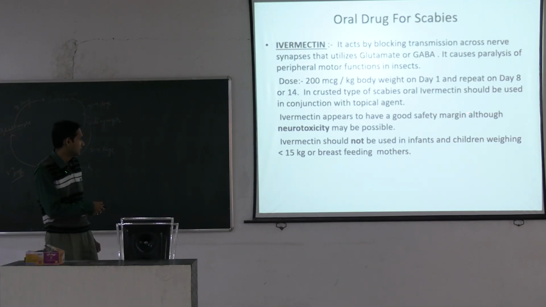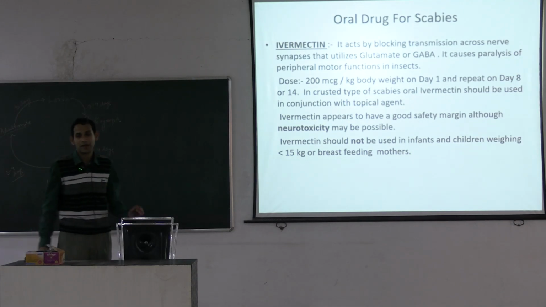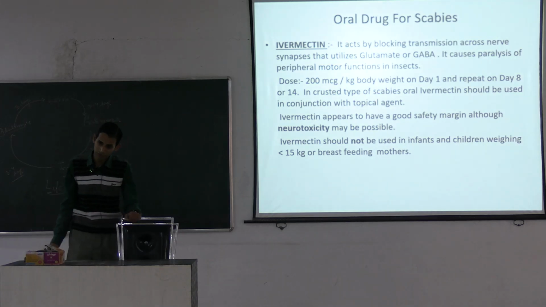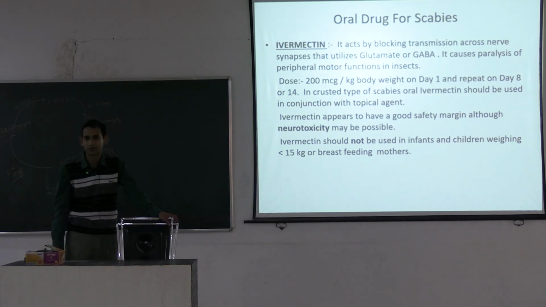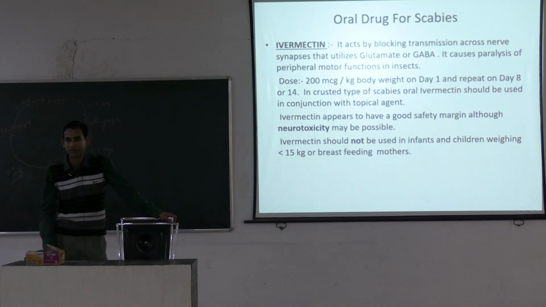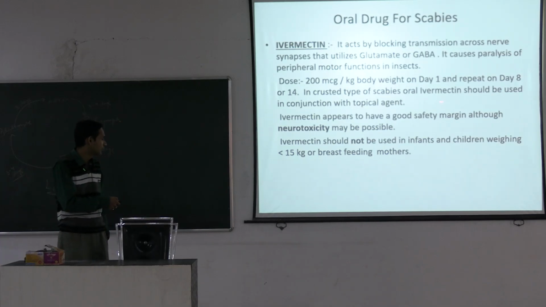Ivermectin appears to have a good safety margin, although neurotoxicity is possible. Ivermectin produces neurotoxicity, particularly in premature infants, that is, children whose weight is below 15 kg or less than 5 years of age. It is usually not used because it has a high chance of causing neurotoxicity. It can cross the blood-brain barrier if the blood-brain barrier is not properly matured in that age group. So, ivermectin can cause neurotoxicity and seizures. Though it has a good safety margin, it has the potential to cause neurotoxicity.